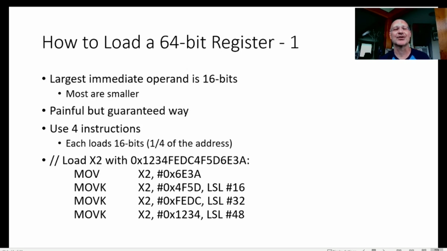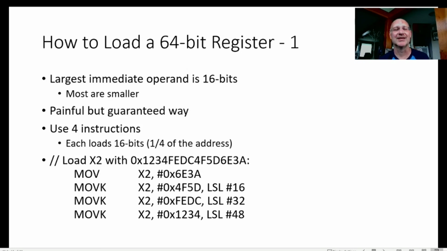For instance, to load X2 with this horrible 64-bit value, we use move X2 for the first one, then MOVK, which means move keep, in that it won't affect the other 48 bits except for the 16 that we're affecting. So we basically do 4 instructions to load 4 times 16 bits. We load the low-order 16 bits, then the next 16 bits shifted over 16, the next 16 bits shifted over 32, and the next 16 bits shifted over 48.